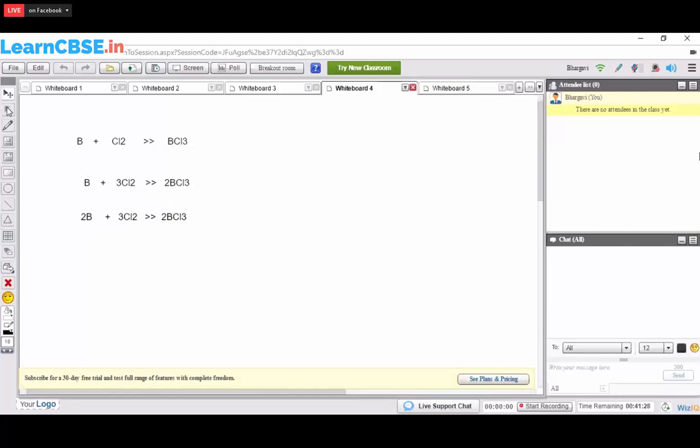So now we have to check it out. So 2 boron, here also it is 2 boron, 3 Cl2. So there are totally 6 chlorine atoms. Here 2 times 3 is 6, 6 chlorine atoms. Now the equation is balanced.